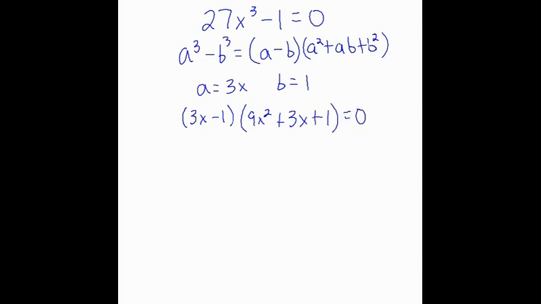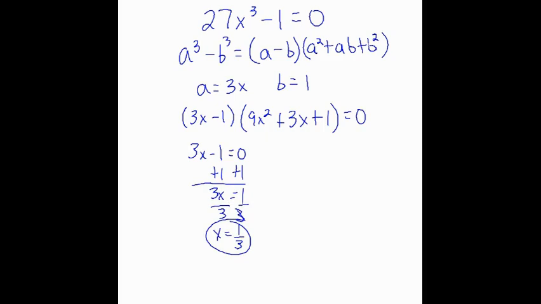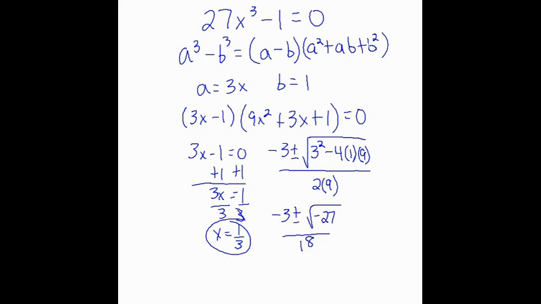So once again, this first term turns out to be pretty trivial to solve. We add 1, we divide by 3, and we get x equals 1/3. Okay, great. Let's go ahead and set up the quadratic formula. Okay, so let's go ahead and take -3, -27 will turn out to be -3 plus or minus, we get 3i root 3 over 18. And then -1 plus or minus i root 3.